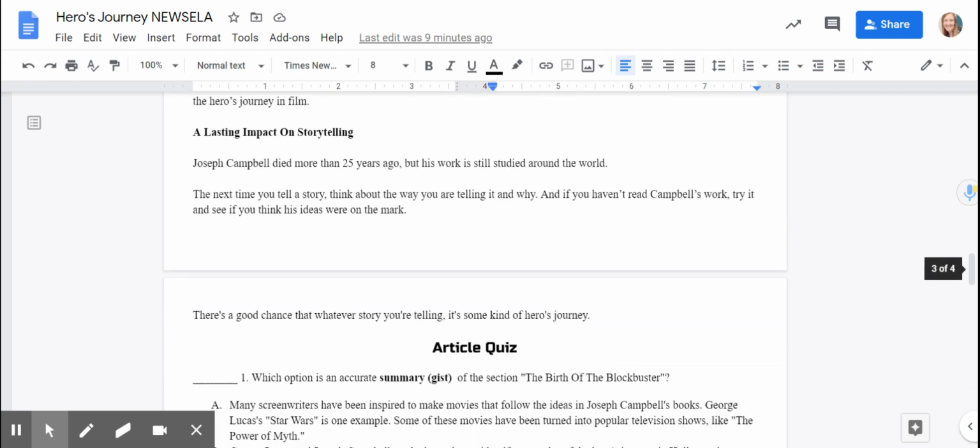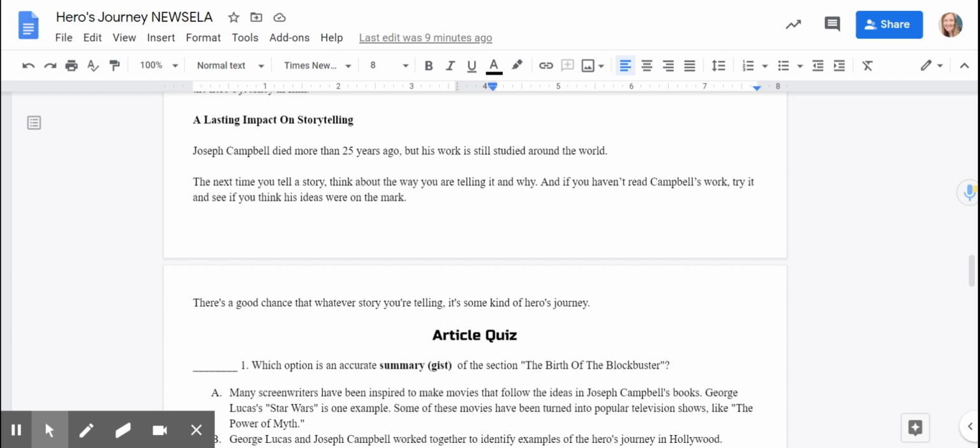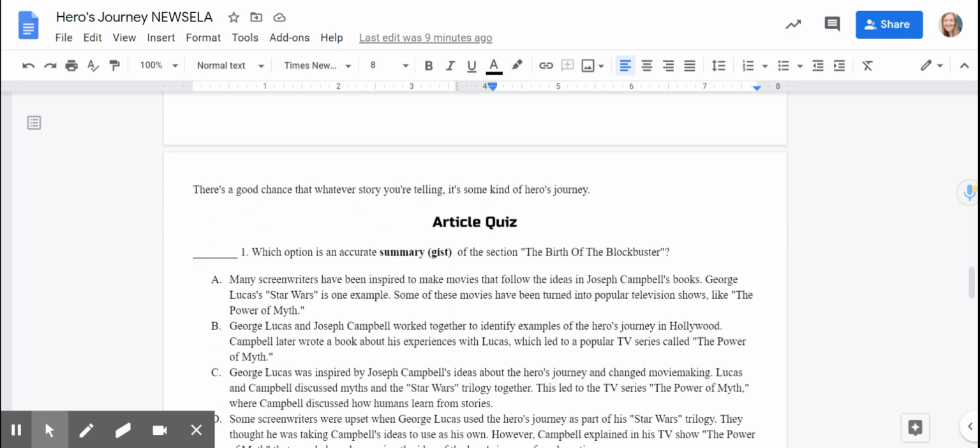Joseph Campbell died more than 25 years ago, but his work is still studied around the world. The next time you tell a story, think about the way you are telling it and why. And if you haven't read Campbell's work, try it and see if you think his ideas were on the mark. There's a good chance that whatever story you're telling is some kind of hero's journey.